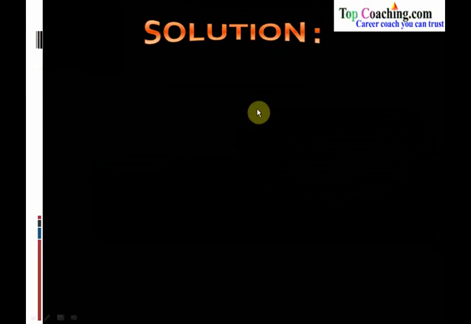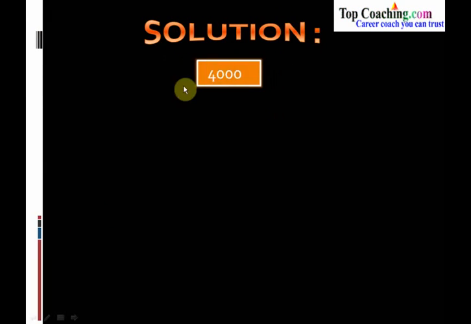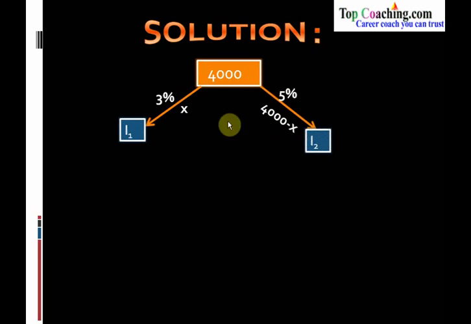So first of all, let's try to understand the problem. We have a total amount of 4000 rupees. Now it is divided into two parts, x and 4000 minus x. Now x is deposited at 3% rate of interest, and so let us say that I1 is the total interest earned on rupees x at 3%, and similarly 4000 minus x is invested at 5%, and let us say that I2 is the interest earned on 4000 minus x invested at 5%. Now given that I1 plus I2 is equal to 144, the total annual interest is equal to 144.